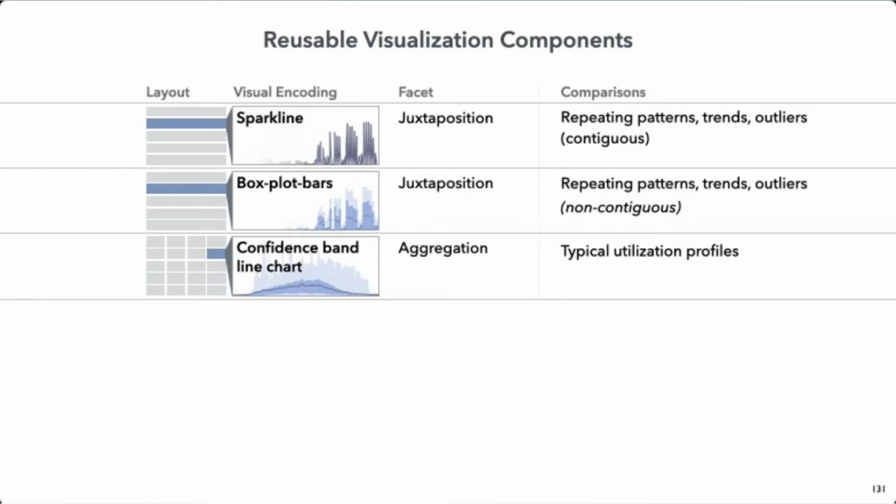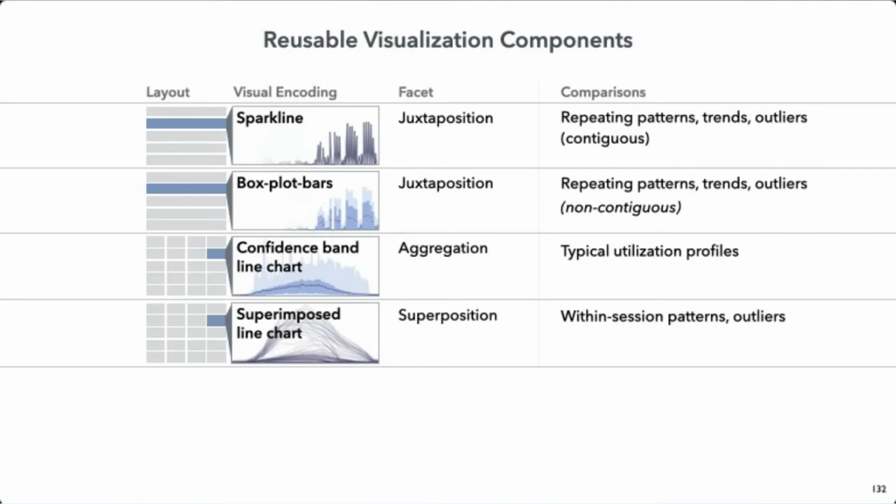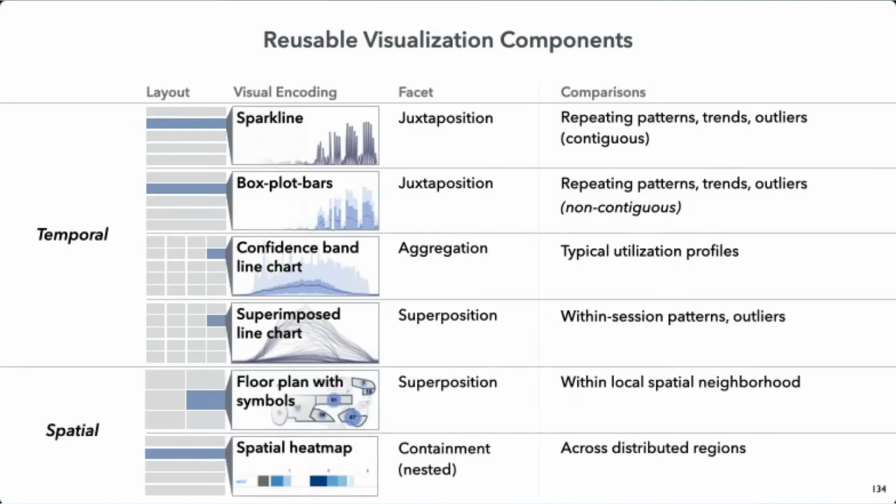Confidence-based line charts where we were doing a lot of aggregation and showing min-max bands as we aggregated. Superimposed line charts. And these were all focused on temporal questions. And then there were also different spatial visualization components. It turns out people are interested very much in actually looking directly at floor plans and trying to understand different rooms' usage, or looking at spatial heat maps.